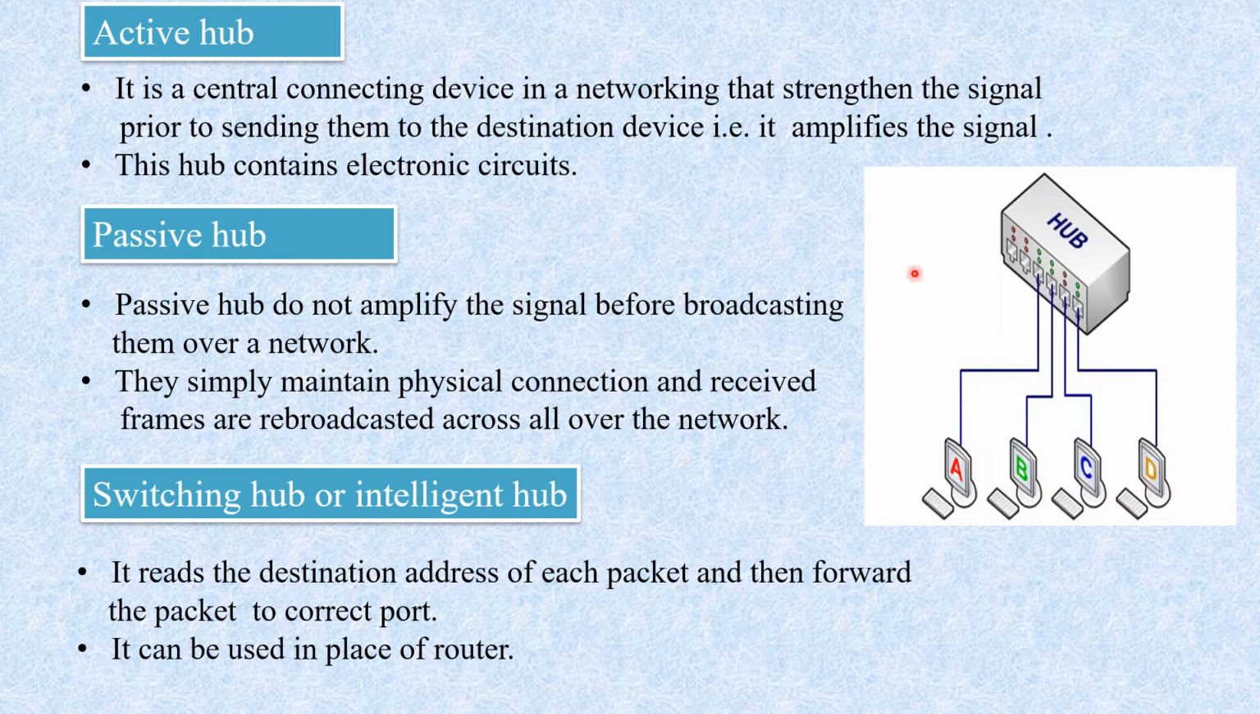But in an intelligent hub, the hub first reads the destination address of the data sent by node A. If the address matches, then only the packet is forwarded to that port. It is used in place of a router also. So an intelligent or switching hub acts as a router also.